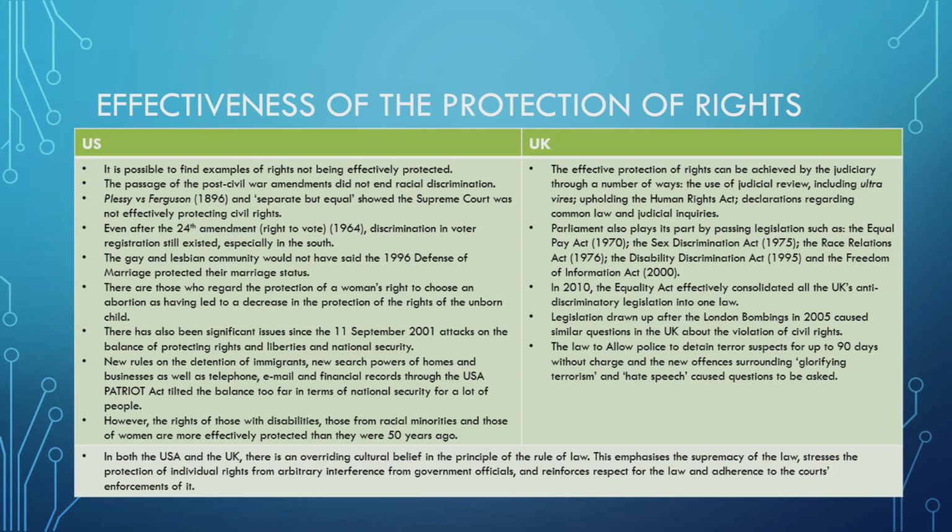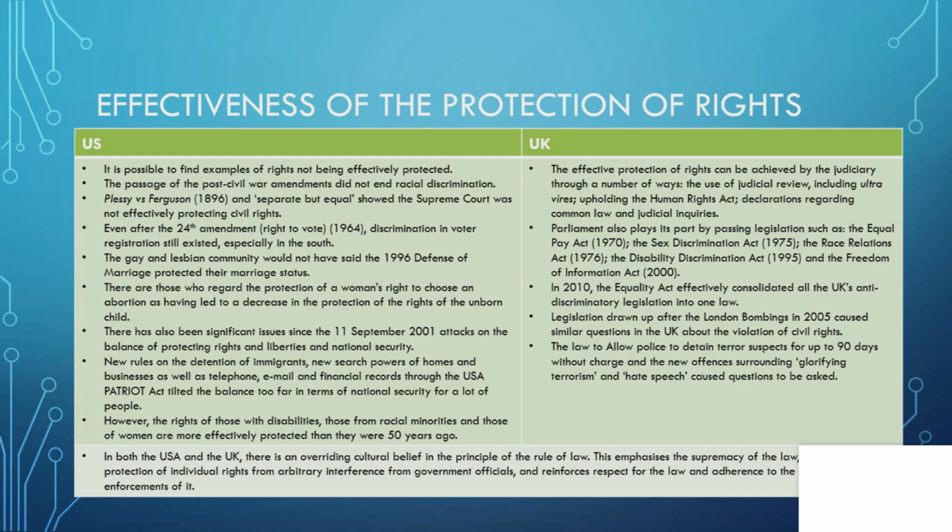Even after the 24th Amendment, which was the right to vote, in 1964, discrimination in voter registration still existed, especially in the South. We've talked about pre-registration and all that kind of stuff, and how even after 1964 it was still something that we saw relatively often. The gay and lesbian community would not have said the 1996 Defence of Marriage Act protected their marriage status, because being married as a gay couple in America was actually illegal at this time.